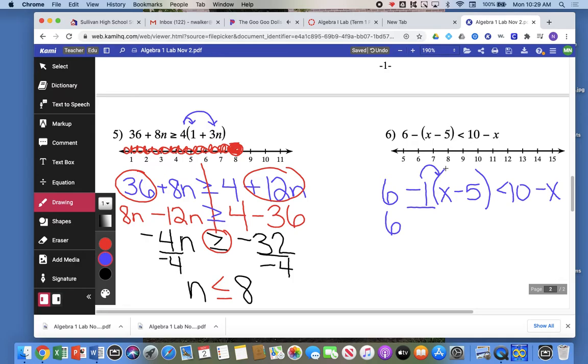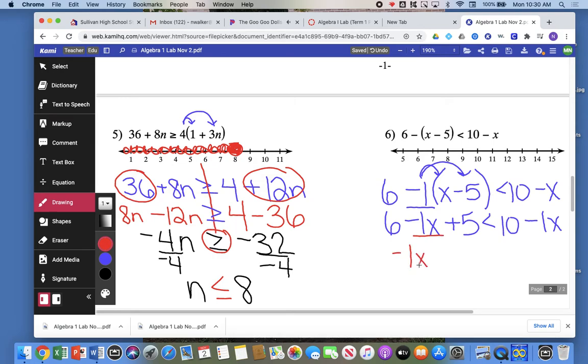So we get negative 1 times x is negative 1x. Now what's negative 1 times negative 5? Positive 5 is less than 10 minus, and I'm going to go ahead and put a 1 with that x at the end. You don't have to, but I'm going to. So we want variables on the left. We see 2 x's, right? All right, so this negative 1, I'm going to bring right down. Now, how do I move this one over? Make it a positive.